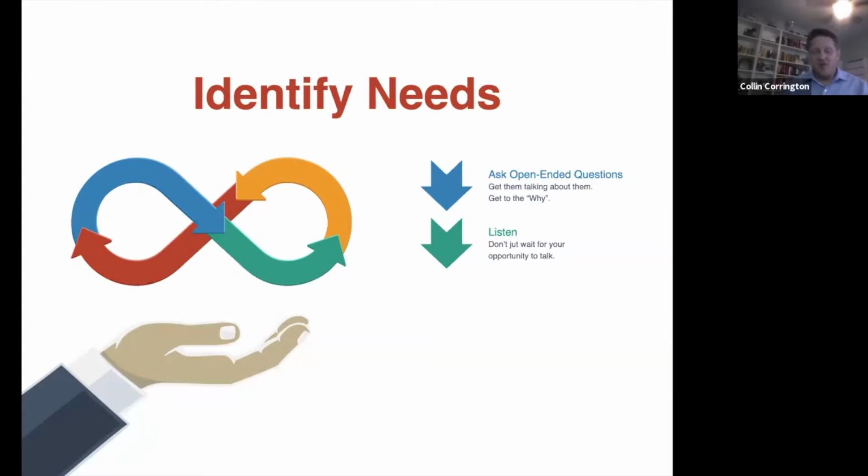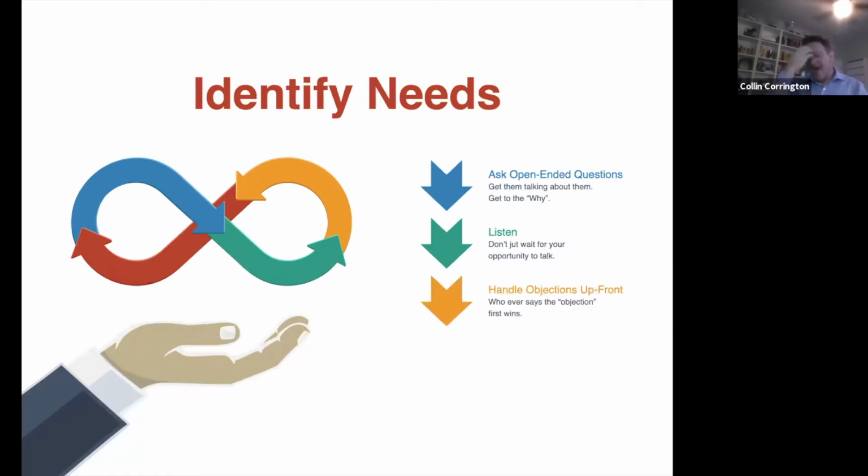So when you ask open-ended questions and you're seeking to understand and you're truly listening, your client is going to feel important. That's going to fall right into the rapport building. That's going to fall right into really, truly qualifying your client and understanding what's going on.